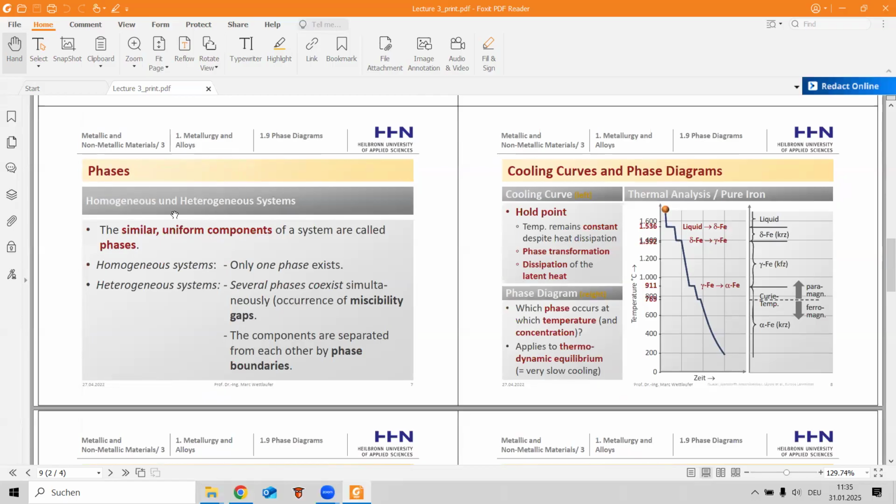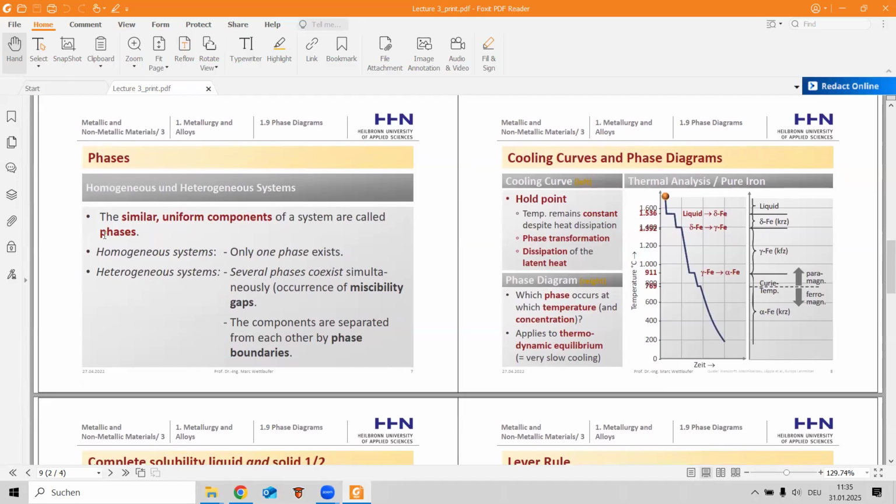Phases, homogeneous and heterogeneous systems. Similar uniform components of a system are called phases. A homogeneous system has only one phase, and in a heterogeneous system several phases exist simultaneously. So there is an occurrence of miscibility gaps. The components are separated from each other by phase boundaries.